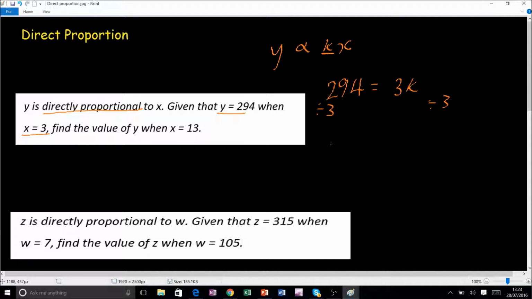294 divided by 3 is going to give us 98. And obviously, if we're doing 3k divided by 3, the 3s cancel out and we're just left with k. So we've got k is equal to 98. That's beautiful. So now we've got an equation with our proportionality constant that looks like this: y is equal to 98x.